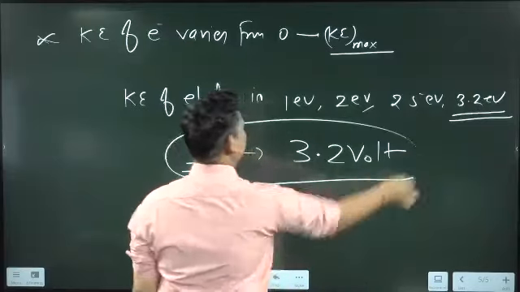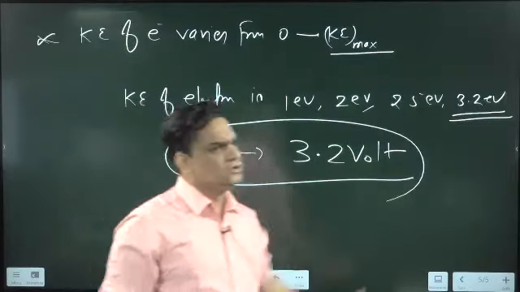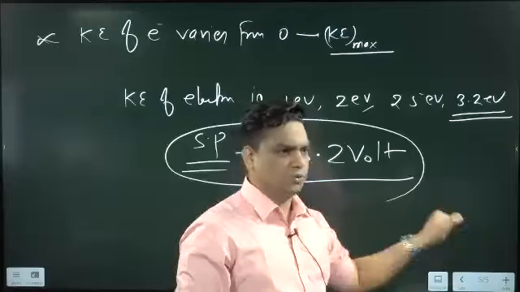It should be negative, but a negative option is generally not given. So we will take 3.2.